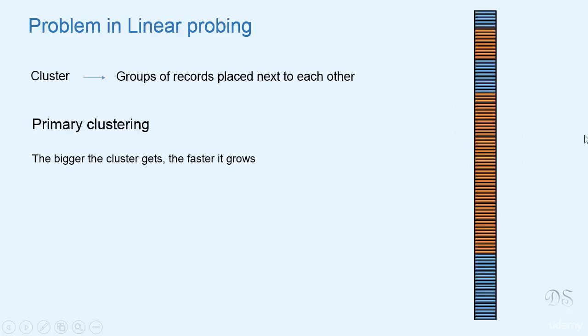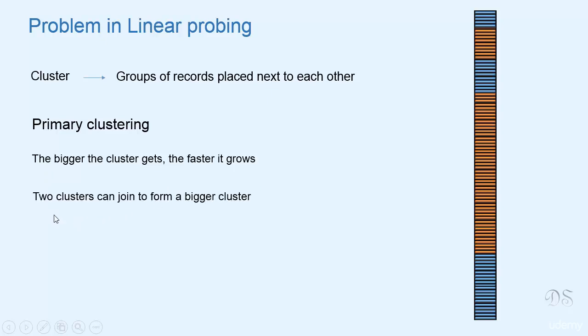For example, if we have a cluster of 10 locations, then any key mapped to these 10 locations will be added at the end of the cluster. If we have a bigger cluster of suppose 50 locations, then chances of this cluster getting bigger are more because now any key mapped to any of these 50 locations of this cluster will be added to the cluster. So bigger the cluster gets, the faster it grows.